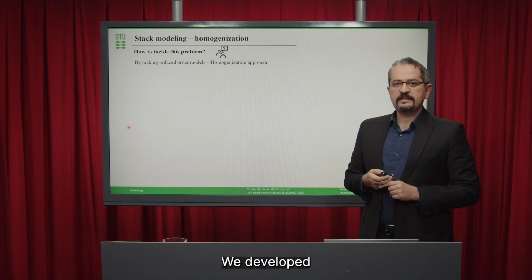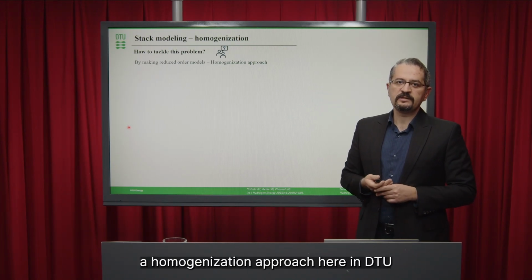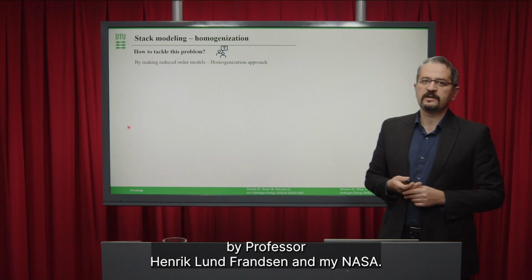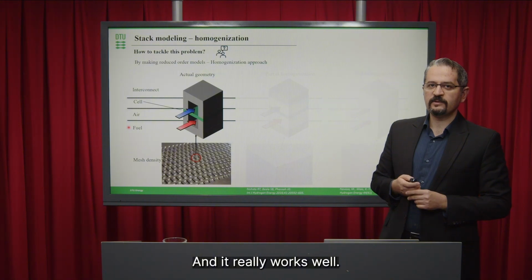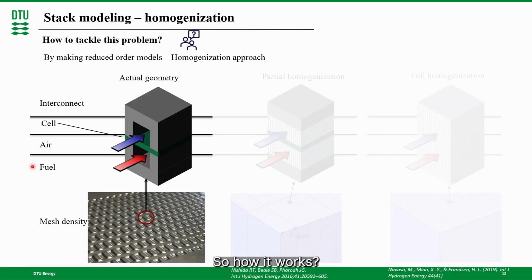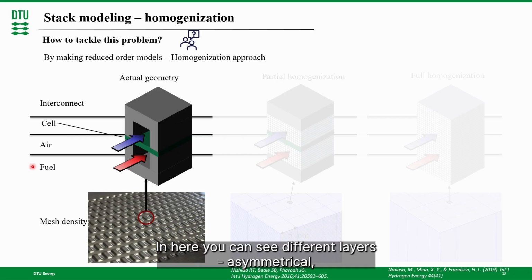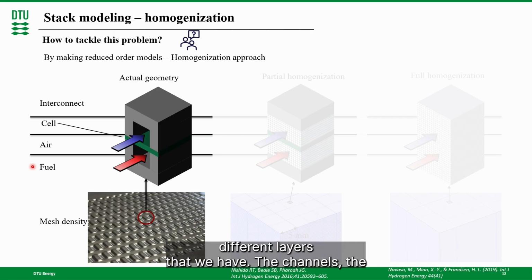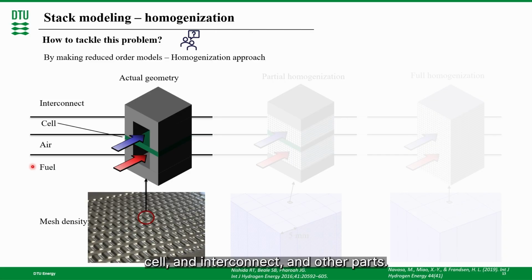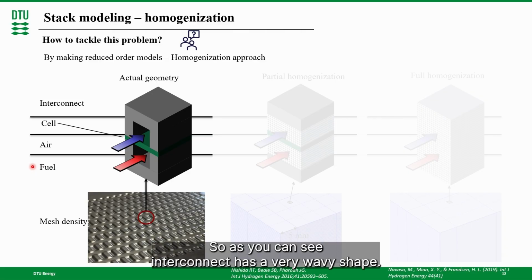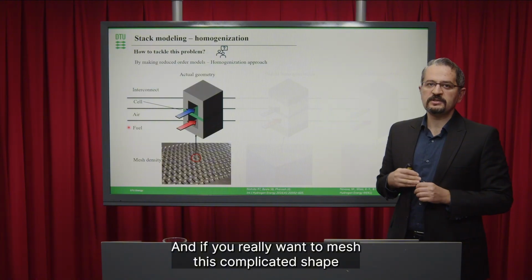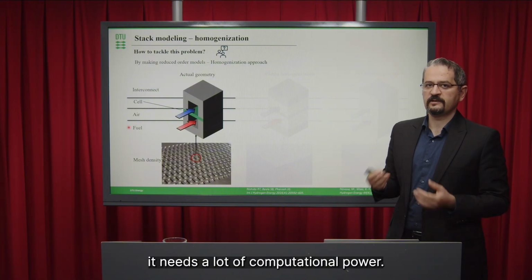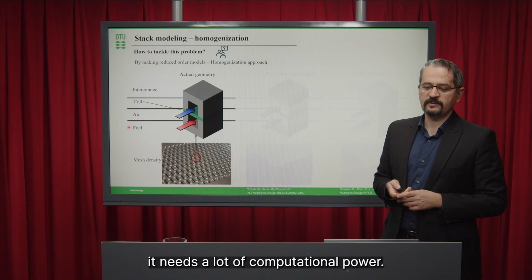We developed a homogenization approach here at DTU by Professor Henrik Lund Frandsen and Maria Navasa, and it really works well. So how does it work? Here you can see a schematic of the different layers that we have: the channels, the cell, the interconnect and other parts. As you can see, the interconnect has a very wavy shape, and if you really want to mesh this complicated shape, it needs a lot of computational power.